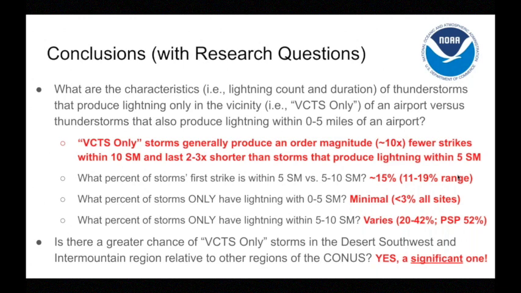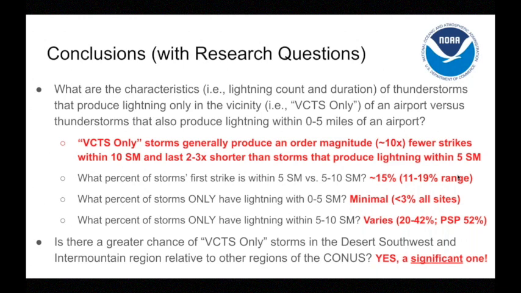And then, what percent of storms' first strike is within 5 versus 5 to 10? We found this to be on average about 15% of the time, and there was a range of 11 to 19% when you look at all of the different sites that we analyzed. And then, what percent of storms only have lightning within 0 to 5 miles? This was very minimal. You might have seen in the pie chart from Phoenix that they only had this happen 2% of the time. But throughout all the sites, it was less than 3% of the time.